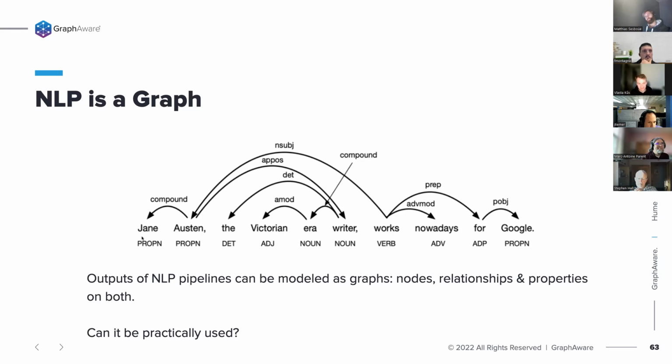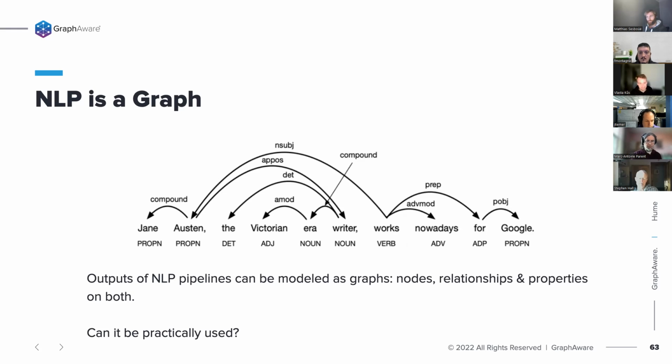So here's an example sentence: Jane Austen, the Victorian era writer, works nowadays for Google, right? When it's analyzed by the NLP pipeline, it's split into individual tokens. The tokens are classified, for example, by part of speech tagging and named entity recognition, right? And you can have also grammatical relations like these universal dependencies, like Jane and Austen, they form a compound, and there is a subject relationship between the works and Jane Austen, and so on and so on, right? And you can see already on the first look that this is basically a graph. We see nodes, relationships, and properties on both nodes and the relationships, right?